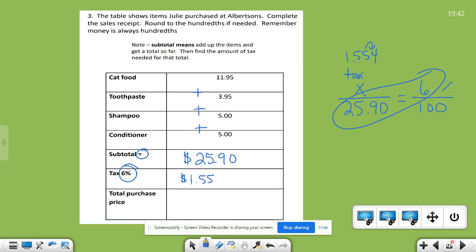5 or more, add 1 more, 4 or less, let it rest. So now we're going to find out exactly what our total purchase price is. Well, we know we have to pay tax, so that's add. So $25.90 plus $1.55 is going to give me $27.45.